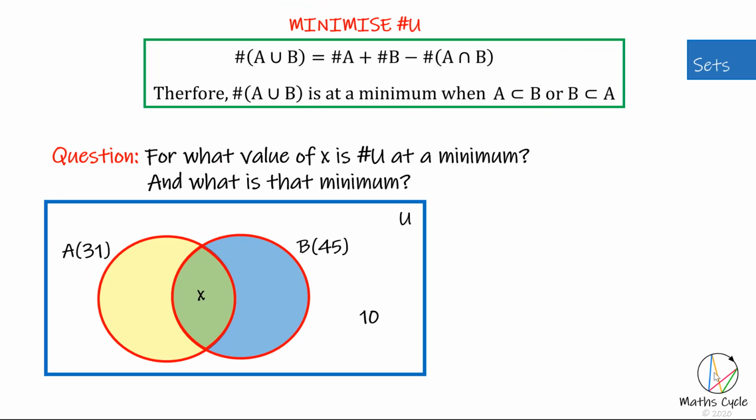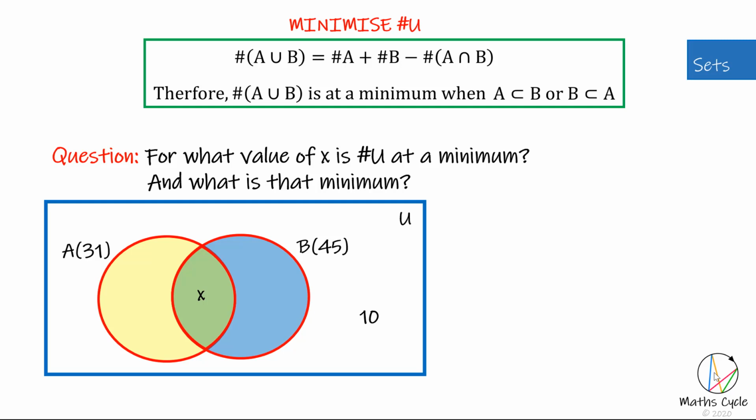Then we can be asked, how do we minimize the cardinal number of U? So going on what we know, that the cardinal number of A union B equals the cardinal number of A plus the cardinal number of B minus the cardinal number of A intersection B, it means that therefore the cardinal number of A union B is at a minimum when A is a subset of B or B is a subset of A. So in other words, A union B is at its smallest if A gobbles up all of B or B gobbles up all of A. Okay? And in these questions then, it's going to be the bigger one that will gobble up all of the little one.